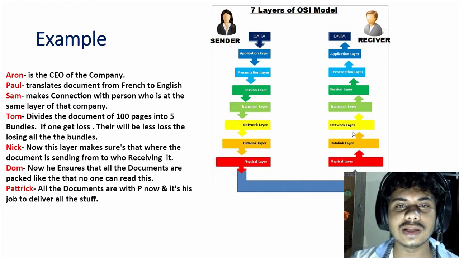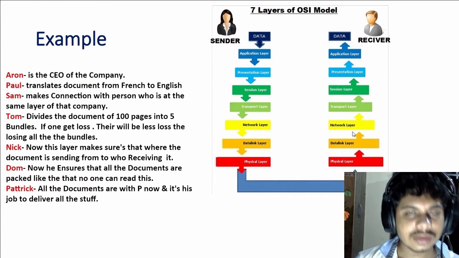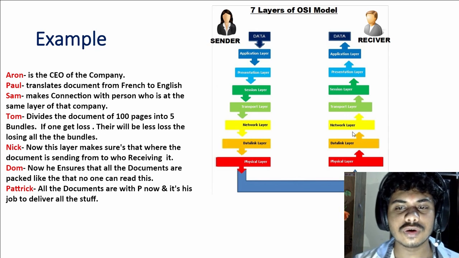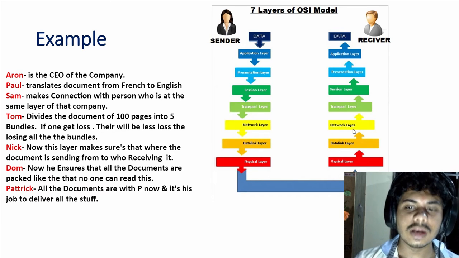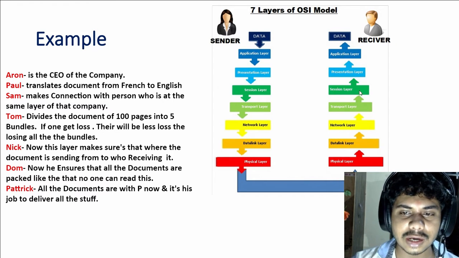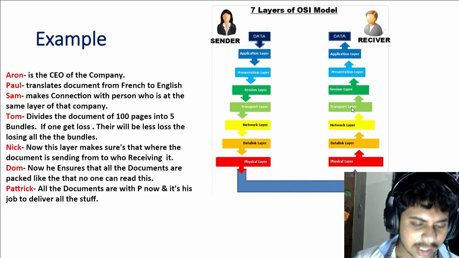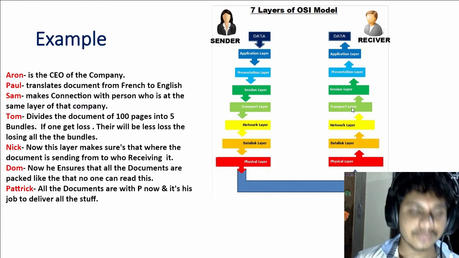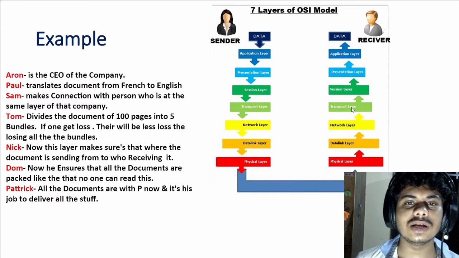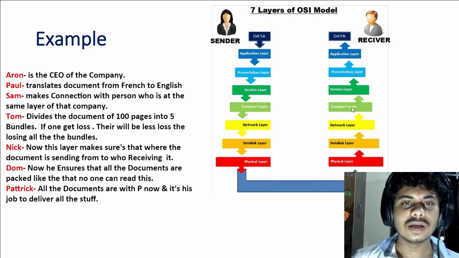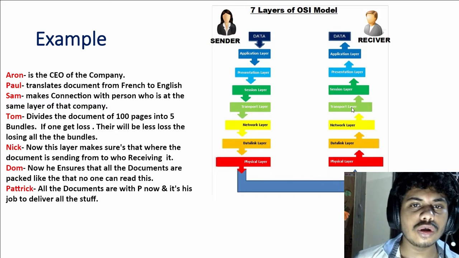So Nick's responsibility is to check, yeah, this document has to be delivered here. Yeah, this address is right. So Nick has done his job. Now Nick will pass the documents again to Tom. Tom's responsibility is to check that every document is there. Now there are 5 documents which contain 20 pages each. Overall it has 100 pages. It means it is the responsibility of Tom to check that all documents are there.